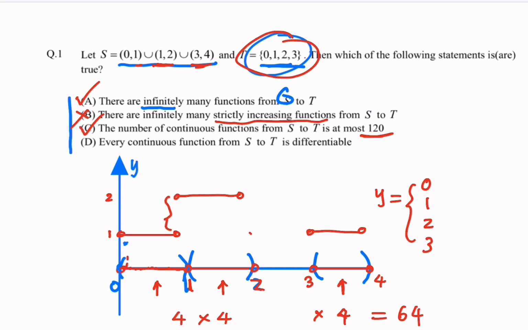Okay, so the key observation of this problem is that in order for the function to be continuous, if you only have discrete values to map to, then the function must be a constant function, a piecewise constant function to be exact. And since these are open intervals, the statements A, B, C, D are the correct answer here.